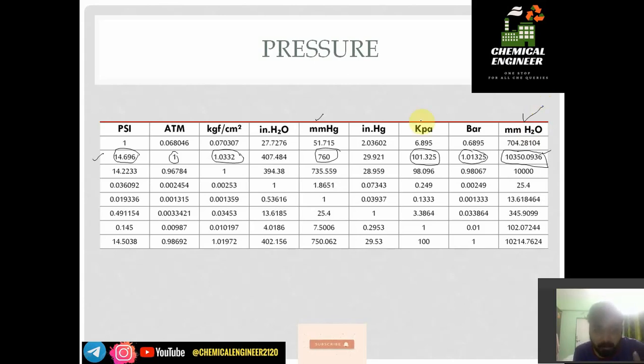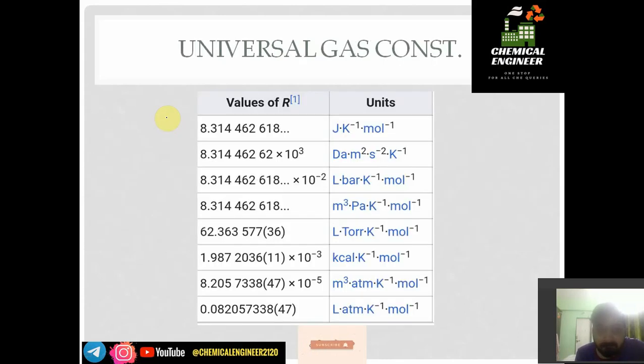So you should always remember the second table. If you remember this second line, then you will be able to convert into other units, like 760 mmHg equal to 10.35 meter of water. So we can interchange between them at different values. This should be known to you before starting chemical process calculation in reality.